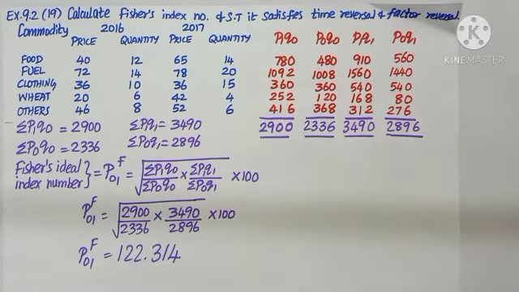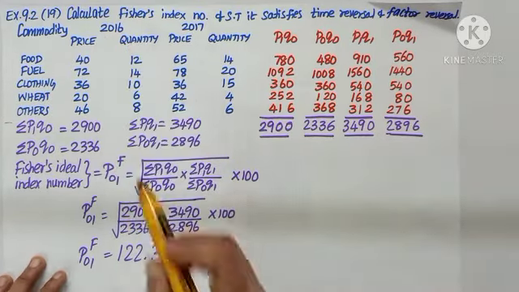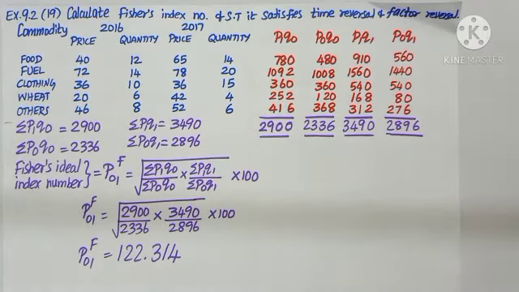Question number 19, the same as the previous problem. Calculate Fisher's index number and show that it satisfies time reversal and factor reversal test. The years given are 2016 and 2017.